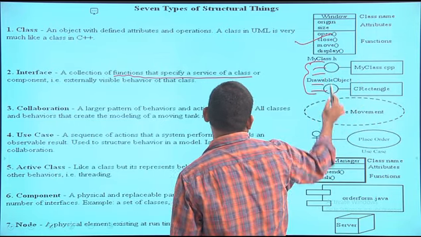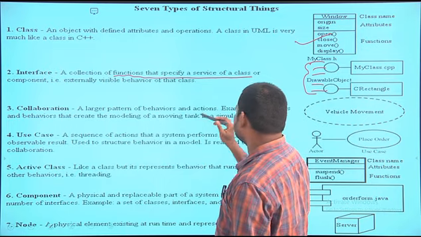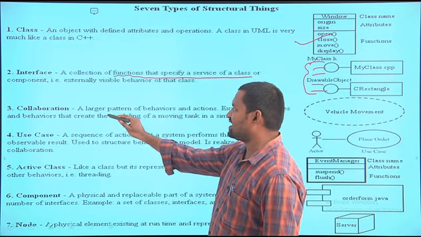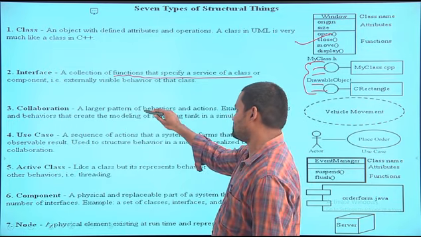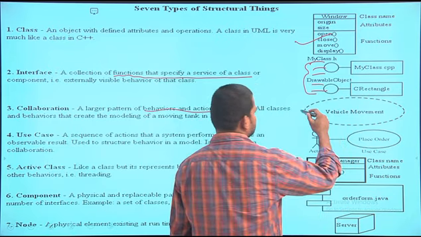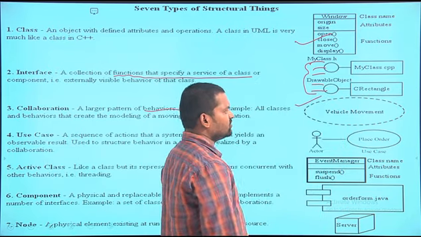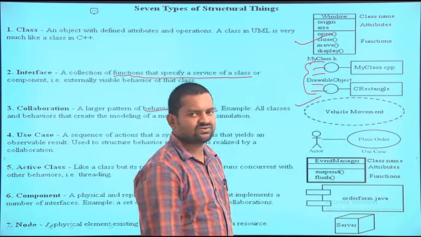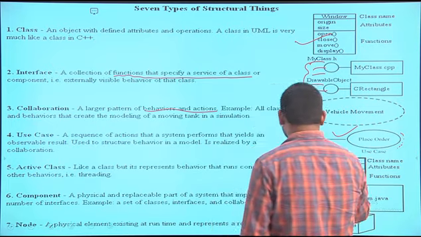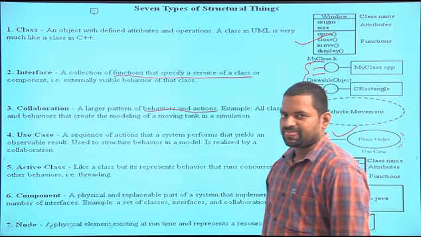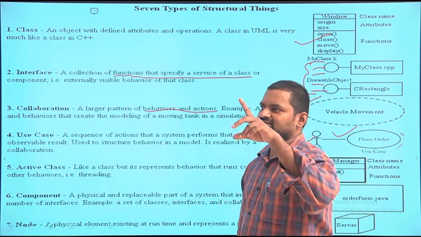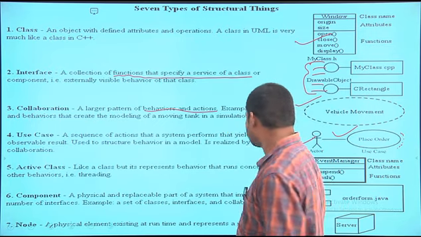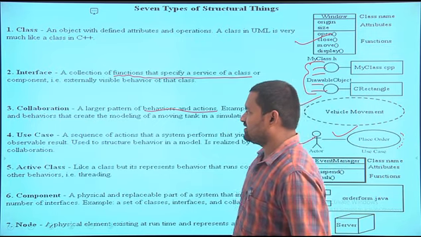Okay? Collaboration. What is a collaboration? A larger pattern of behaviors and actions. The collaboration symbol is this. Vehicle movement is a collaboration. The realization of a collaboration is nothing but a use case. This is the use case. This is the actor symbol. In the dynamic view, we will see the actors available here.